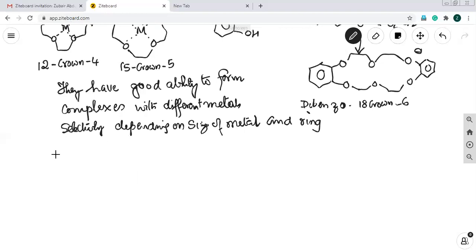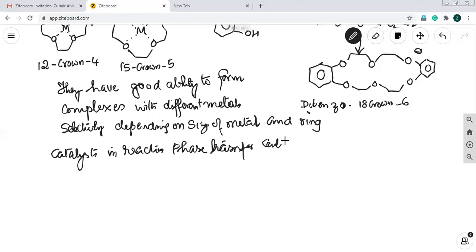Second application is they are used as a catalyst in many reactions. Catalysis in many reactions, which are known as phase transfer catalyst. And they are also used in resolution of racemic mixtures.